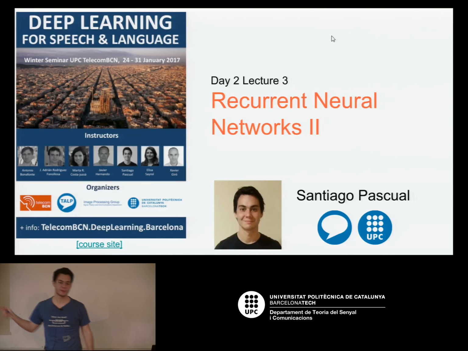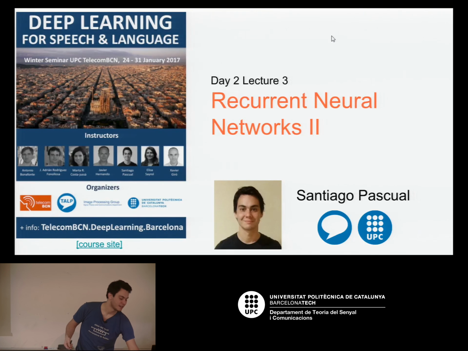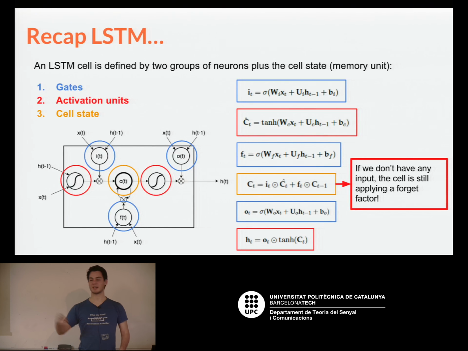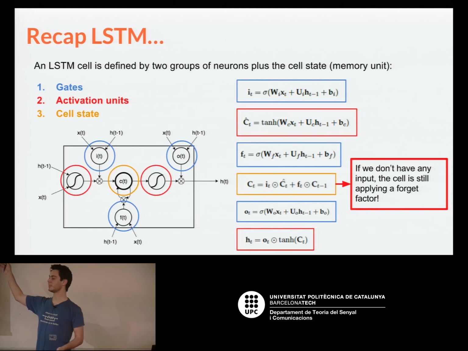Okay, so next part of recurrent neural nets. This is about the latest state-of-the-art approaches, and I'll talk about two of them, but a bit quickly. The first one is an improvement over the LSTM, named the phased LSTM, and the other one cares about speed of these mechanisms, okay? The first one, recap LSTM, and I want to depict the following thing.